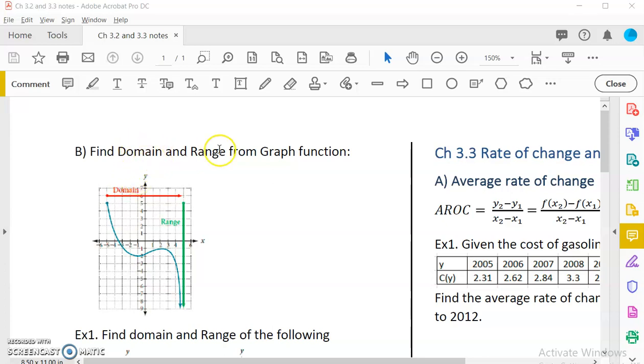Now we have to find domain and range from a graph, because if you have a graph you see all the points basically, and if you see the points you can actually tell where your domain and range are, where all the inputs and what all the outputs are. So this is an example.